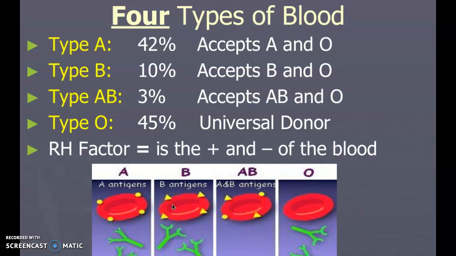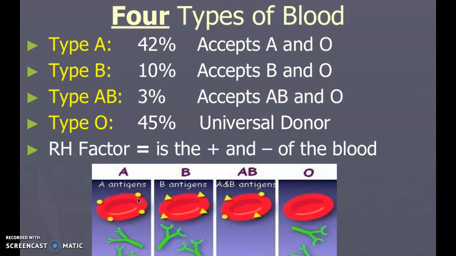Type B blood is a little less common, or very much less common. Only 10% of people have type B blood, and they have B antigens on the outside of their red blood cells. They can accept B blood from other people, and they also accept O blood as well. And if you are type AB blood, you have both A and B antigens on the outside, so you can take A blood, you could take B blood, you could have AB blood and O blood. So you're what we call the universal recipient if you have type AB blood because you can receive blood from everyone.